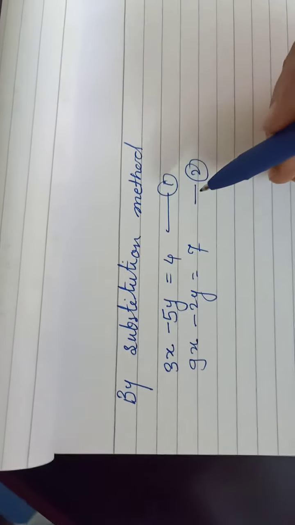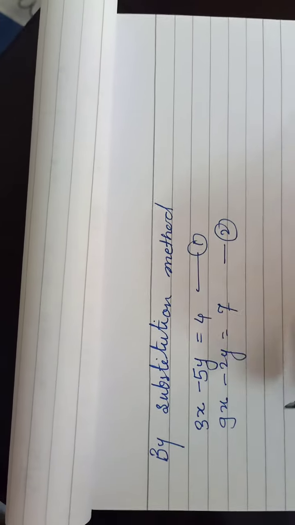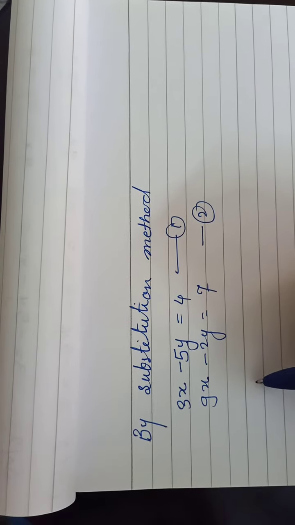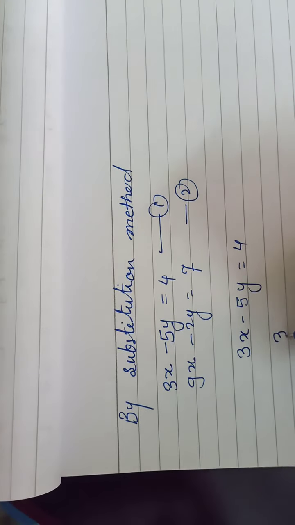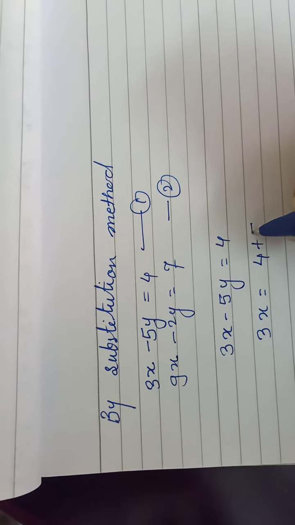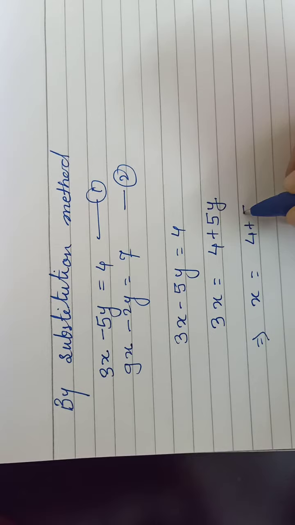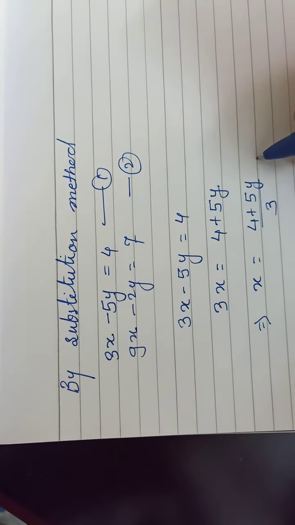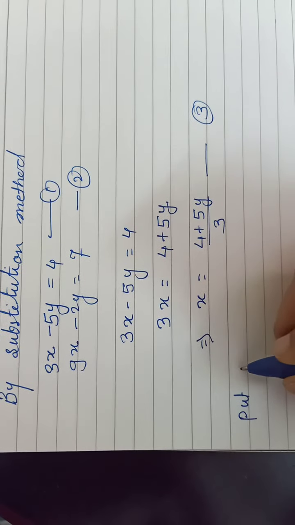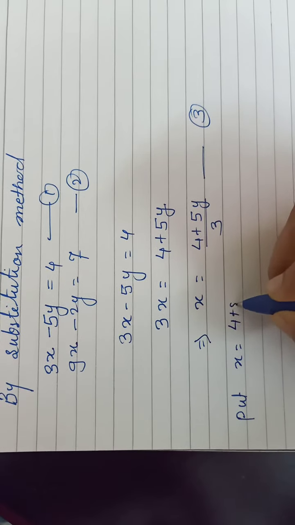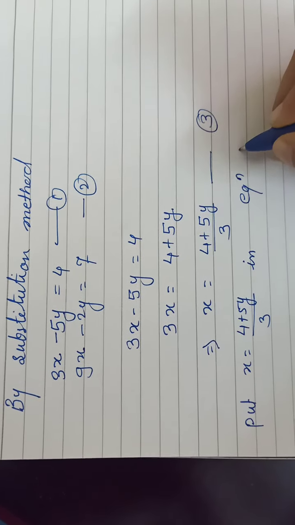So as in the substitution method we have to find the value of x or y. From these two equations this one becomes simple, so from here I will find the value of x. So 3x minus 5y is equal to 4. So 3x is equal to 4 plus 5y, and this implies x is equal to (4 plus 5y) divided by 3. We will call it equation 3, and now we will put x is equal to (4 plus 5y) upon 3 in equation 2.